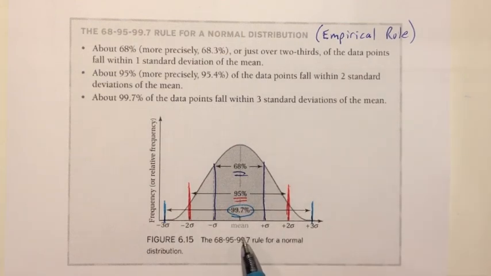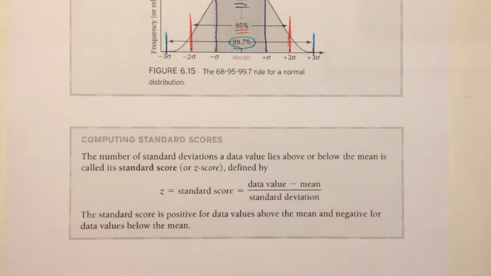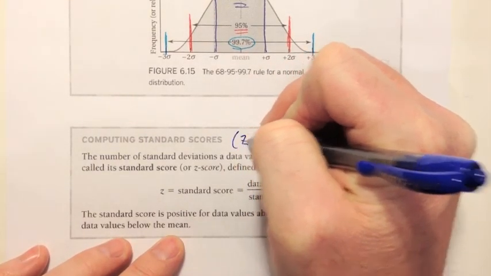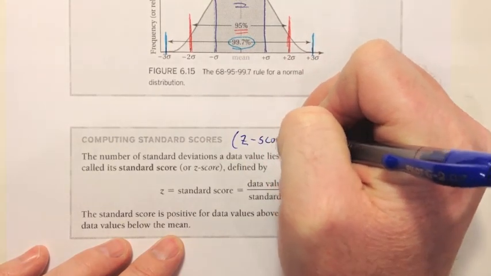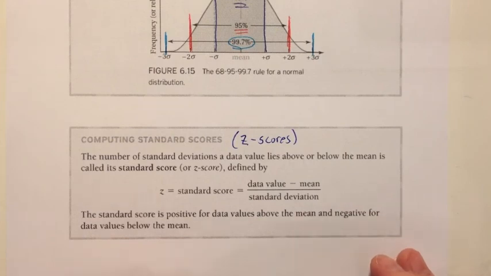And if you want to use this rule and think about applying it to different applications, then you have to be aware of how far away you are from the mean measured in standard deviation. So you need to know somehow if you're given a value, is that one standard deviation away, two away, and is it to the right, is it to the left? And we have a tool for determining that, and it's called a standard score. Another name for a standard score is also a z-score.